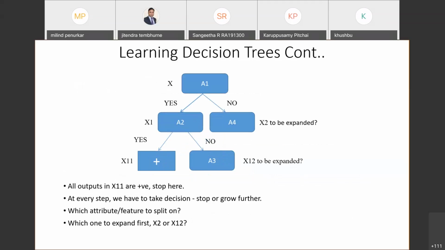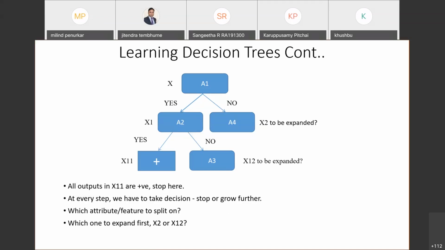So X is a training instance with attribute A1. I say yes, I go to A2. A1 equal to no, I go to, let's say, A4. As of now, I have not decided whether X2, where A1 equal to no, needs to be expanded further or not. But I have expanded X1. Now with A2 having S and no values, I get X11 and again X12. X11 would have all, let's say, all positive values, therefore I can stop. And for A3, X12 is to be expanded yet.